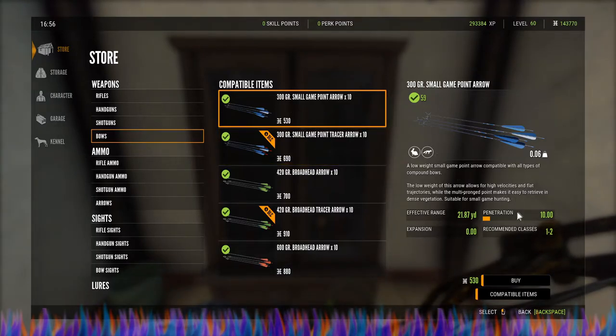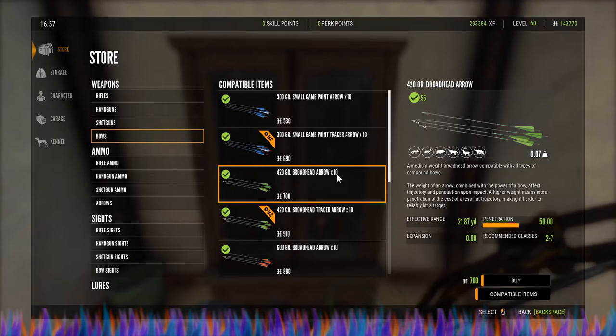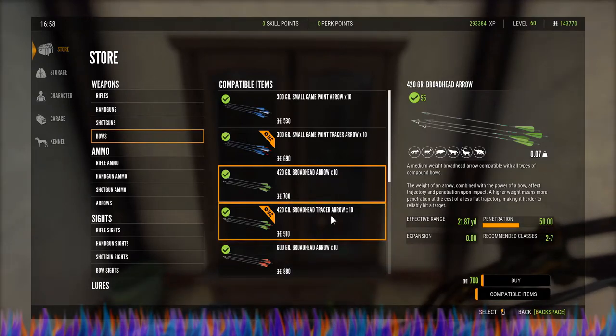Now, with the 300 grain, penetration is 10 and recommended classes is 1 to 2. Moving down to the 420 grain broadhead arrow, these are unlocked at the start of the game. They are going to run you 700 credits for 10 of them in the non-tracers, and the tracer version will be 910 credits for 10 of them.